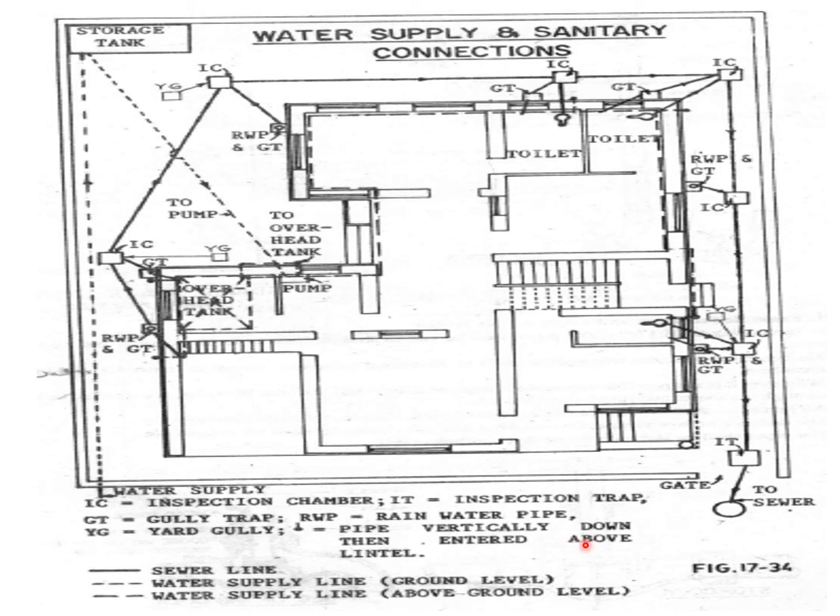going vertically down, then entering below the lintels. So these are some different arrangements: rainwater line, gully traps, and YG is nothing but yard gullies. The dotted line and arrow marks show the slope in which the water is flowing. Then it will be connected like this, and then to the main sewage lines. The continuous line shows the sewage line. The dotted lines show the water supply lines, and the continuous stretch above shows the location of the water line above ground level.